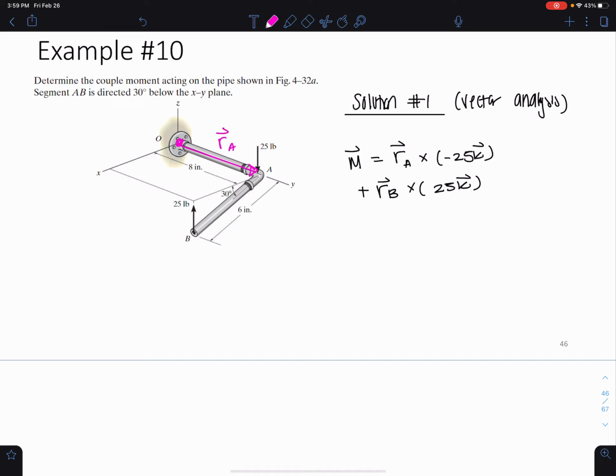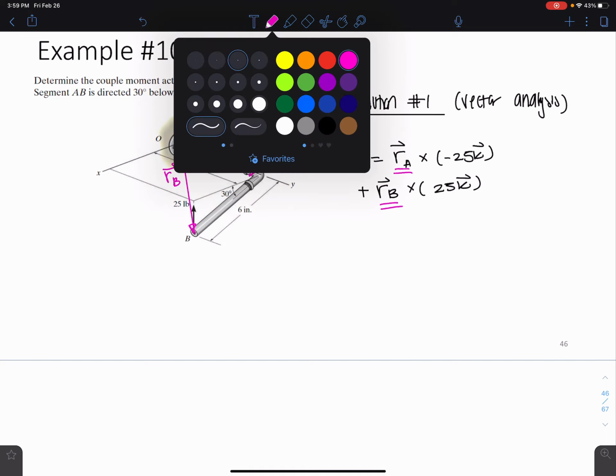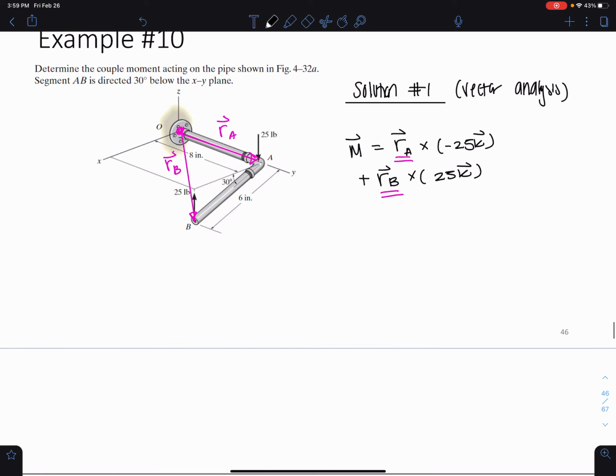So we have the RA and we have the RB. So we need to account for RA and RB separately. And that's why we split it up like this. You're going to get the same answer either way. So you can do the scalar analysis or the vector analysis, but I'm just going to show you both.